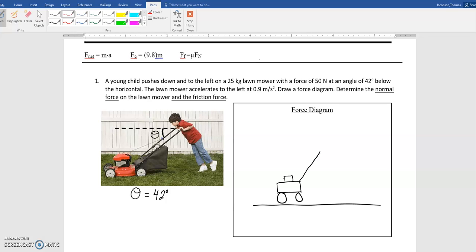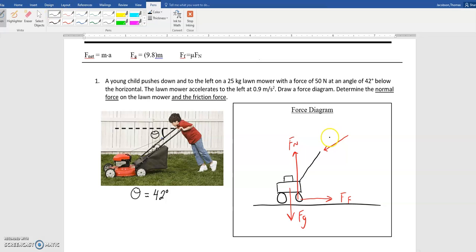I drew a little fake lawnmower over here on the right just because it's hard to draw in the picture and see everything. So I'm going to go ahead and draw my force diagram first. On the lawnmower, there's going to be gravity. There's going to be a normal force. There's going to be some kind of friction, even though it's on wheels, against the grass. And this kid is pushing down and to the left on it.